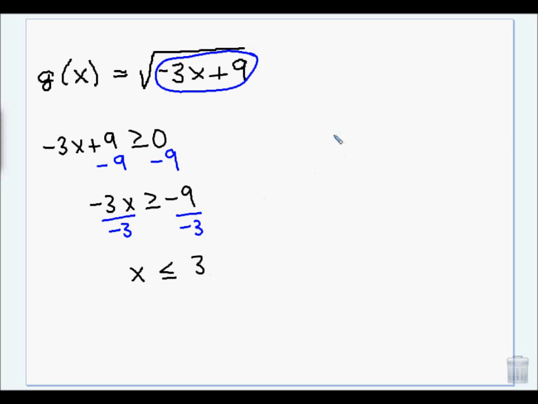And if you want to check it, I'd pick a real easy one. 0 is less than 3. Nine is positive, works.